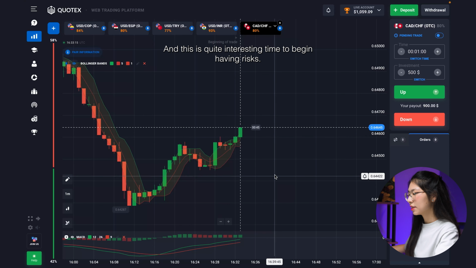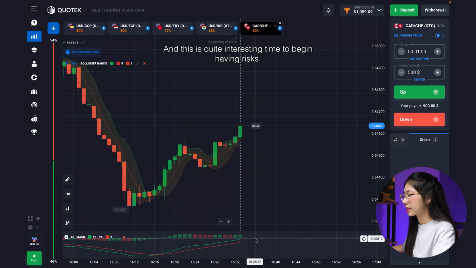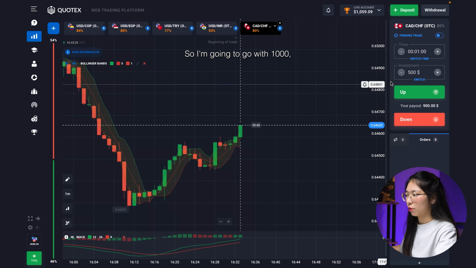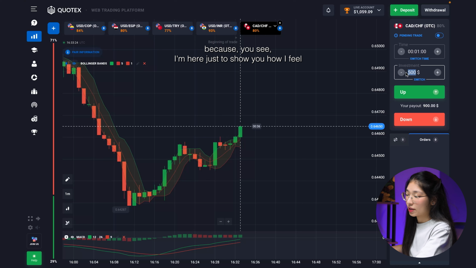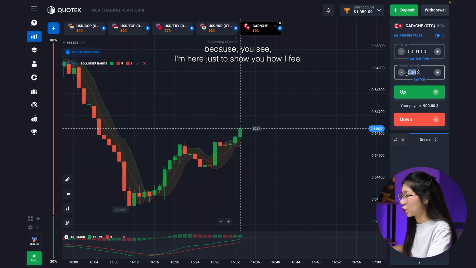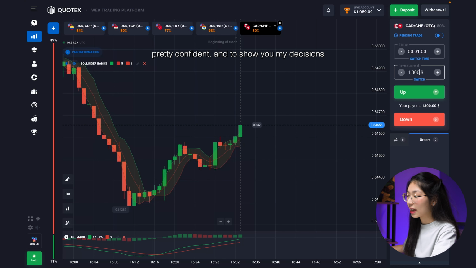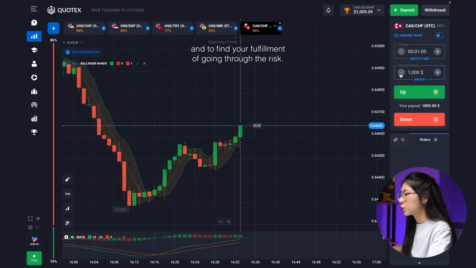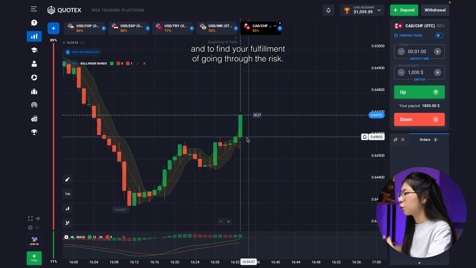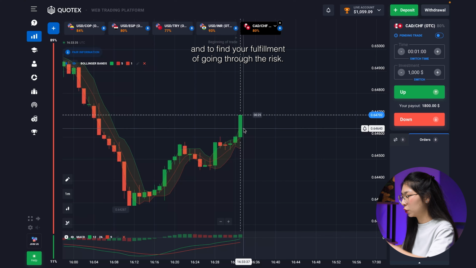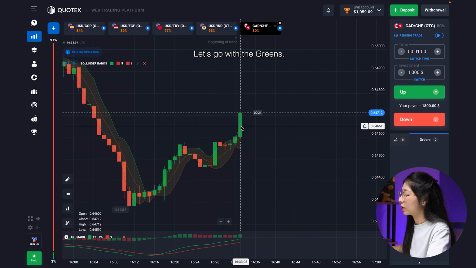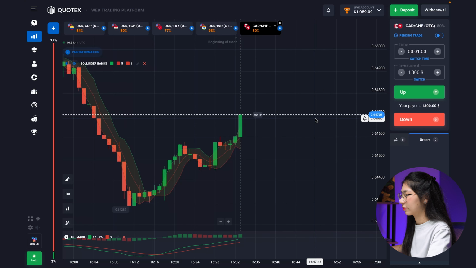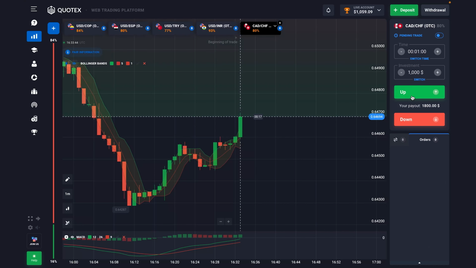And this is quite an interesting time to begin taking risks. I'm going to go with $1,000. Because you see, I'm here just to show you how I feel pretty confident and to show my decisions and to find your fulfillment in going through the risk. So let's go with the greens. Let's try.